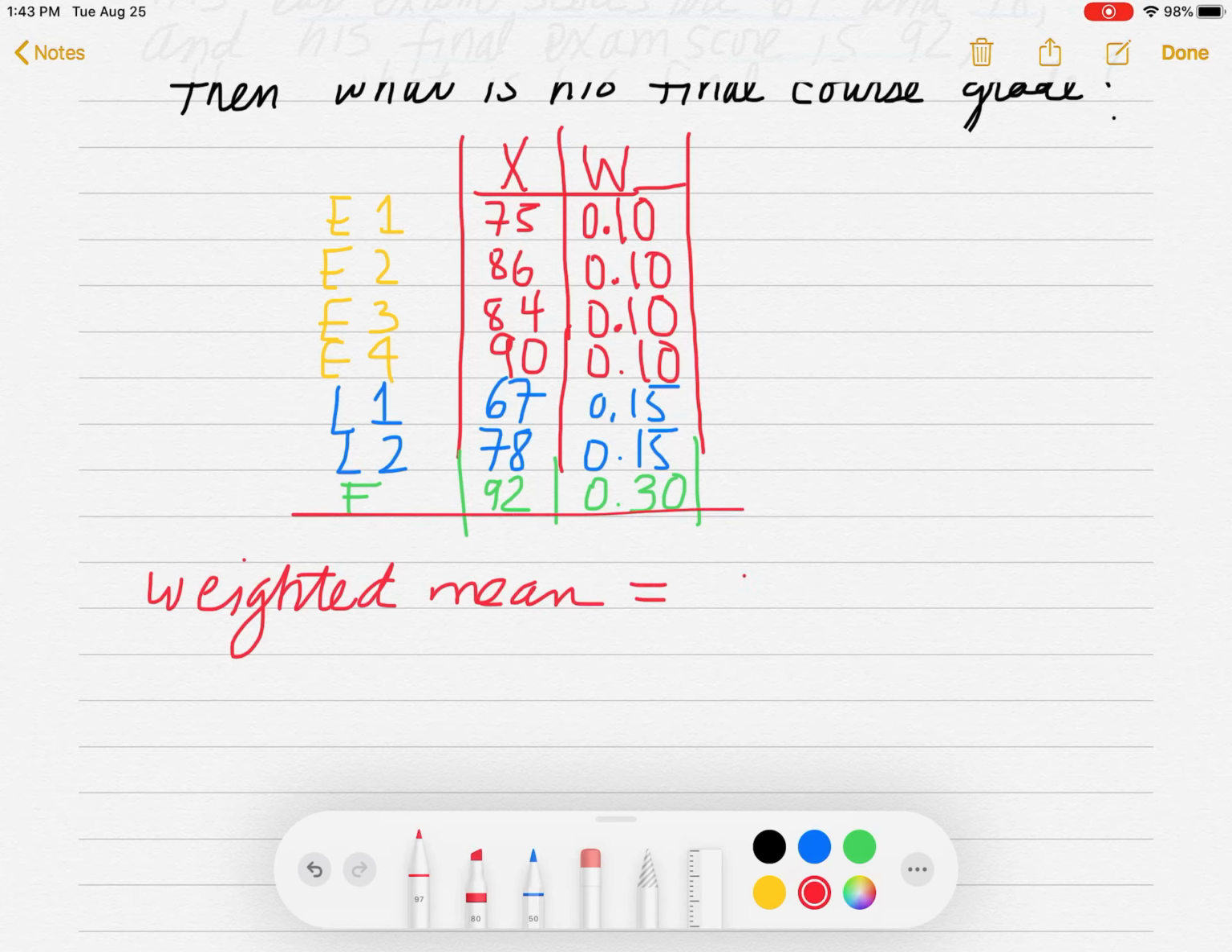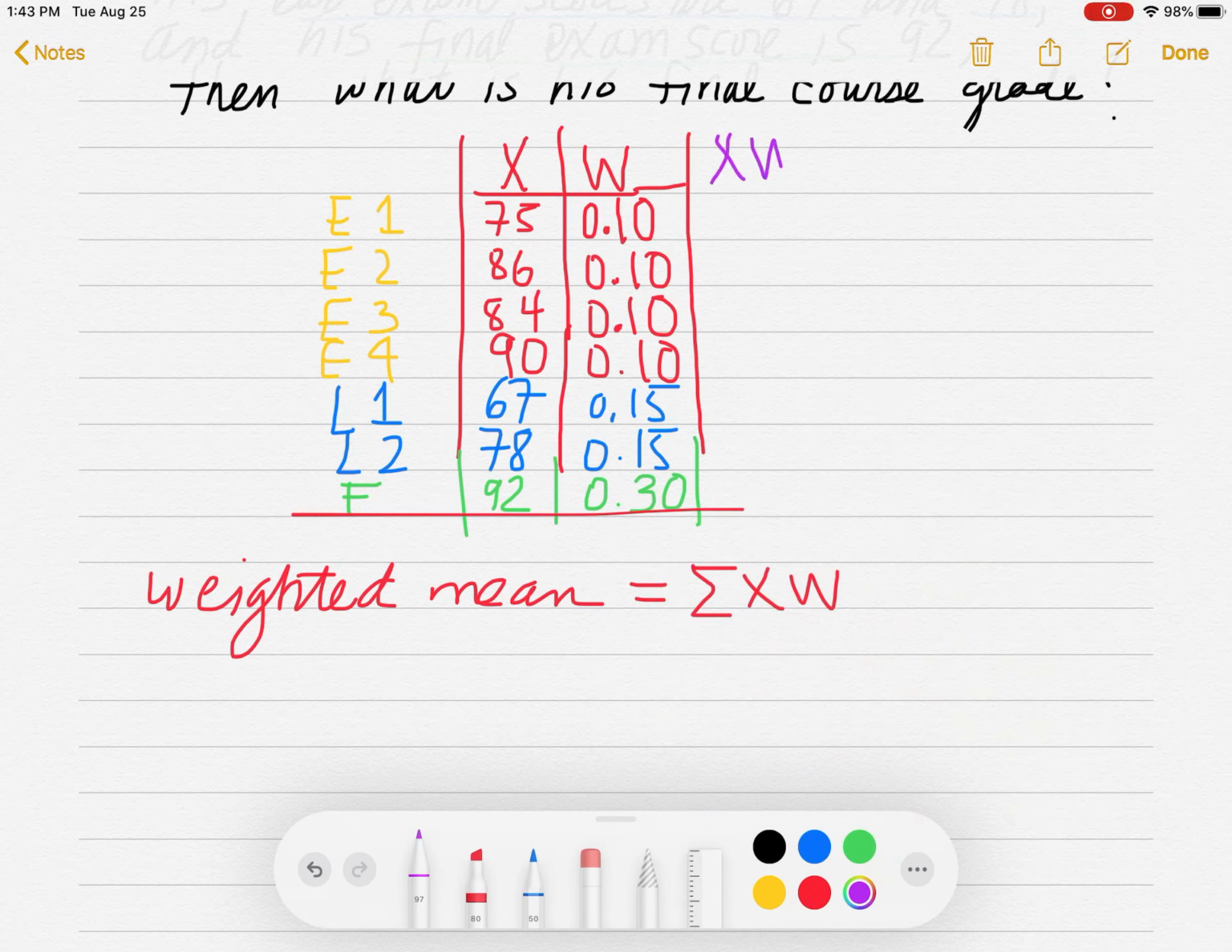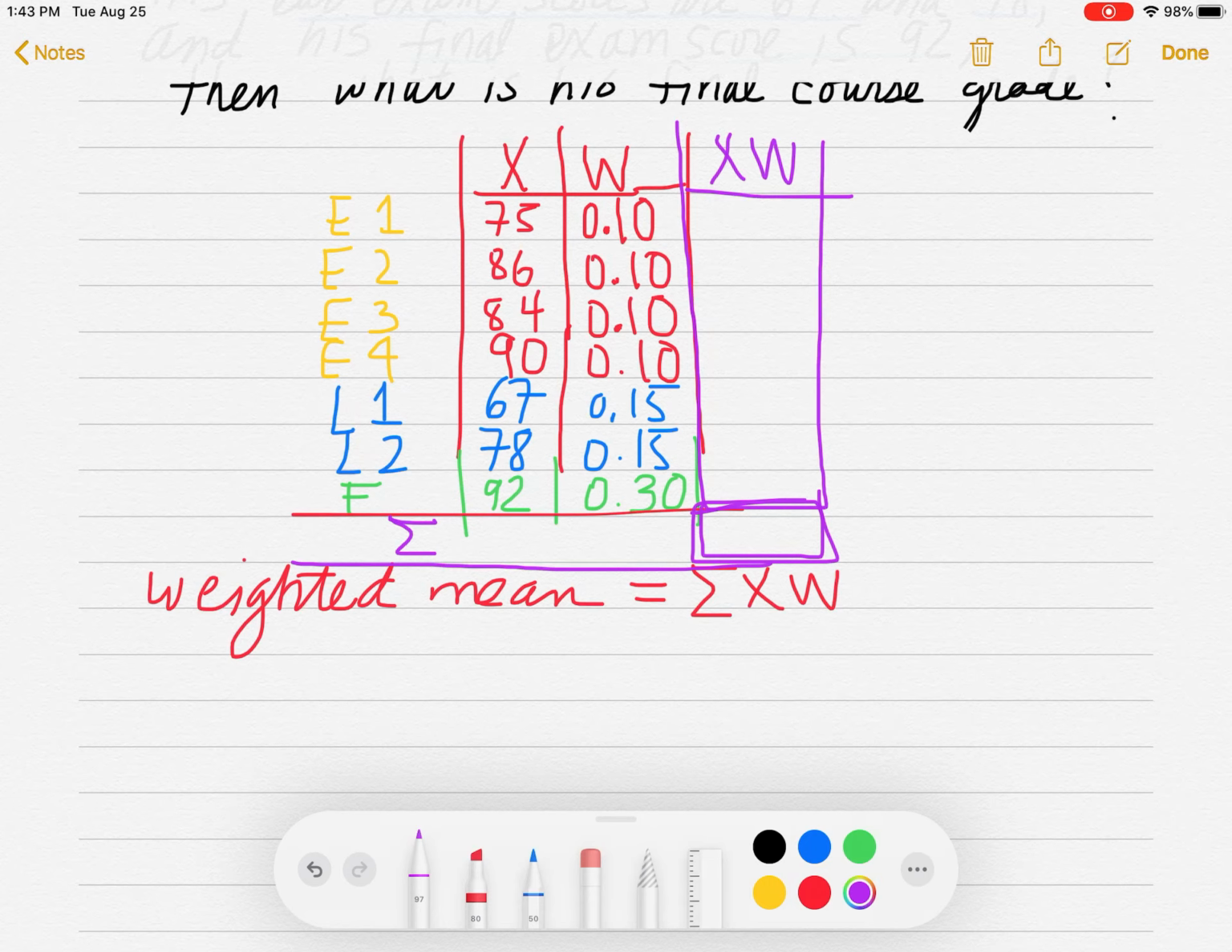Well, it says you take the x times the w, and you add those up, right? So I'm going to make a column. What color do we want to make it? Make it purple, maybe. X times w. And we're going to add these things up, so I'm going to put a little summation symbol here to indicate that I'm going to add these up in this box. First we've got to multiply x times w. 75 times 0.1 is going to be 7.5. 86 times 0.1 is going to be 8.6.